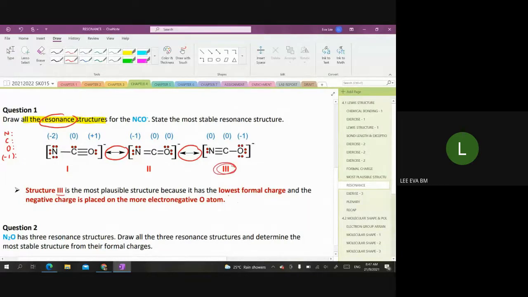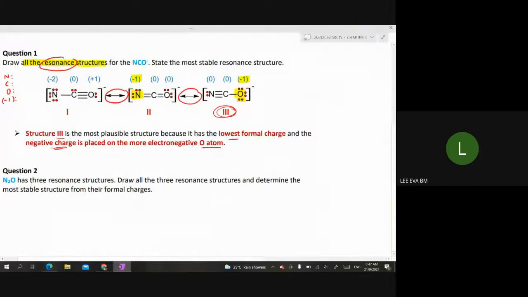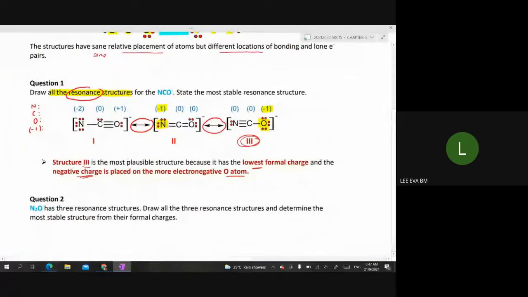Okay, because it has the lowest formal charge and the negative formal charge is located at the more electronegative oxygen atom. So if you're comparing between structure 2 and 3, the negative charge on structure 2 is located on nitrogen, but the negative charge for structure 3 is located on oxygen. So we compare only between the second and third structures, because for the first structure, when you see these two, it is automatically out.